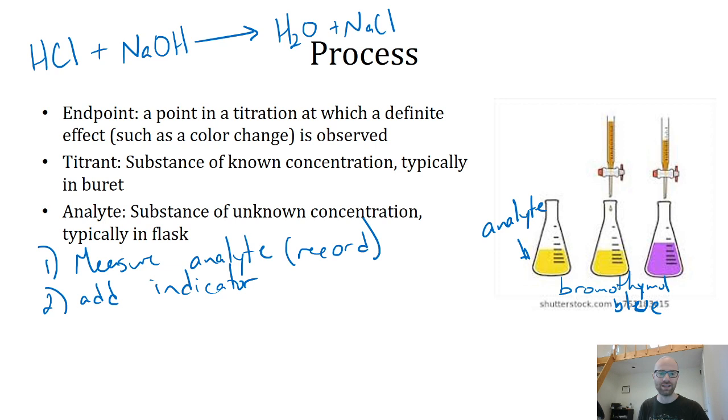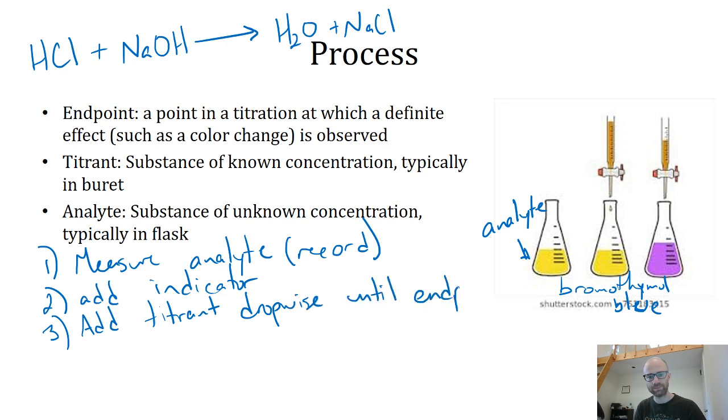So the process is that you add an indicator, you see your initial color, add titrant dropwise until endpoint. Now I understand that bromothymol blue turns blue at a pH of like 7.6 or 8 or 9 or something, which you might think is too far, right? Ideally, through neutralization, if we get a perfect neutralization, we should have a pH of 7.